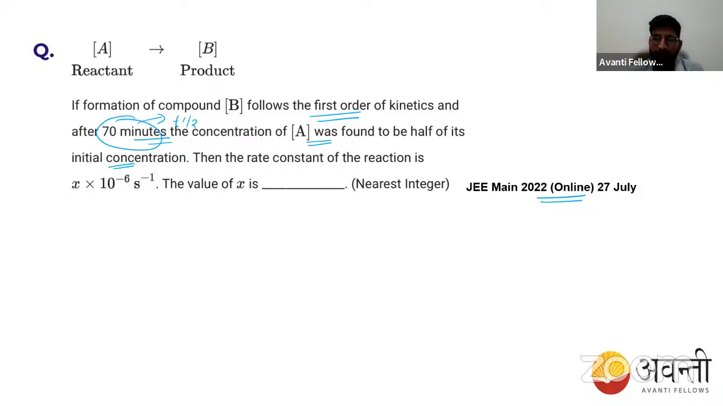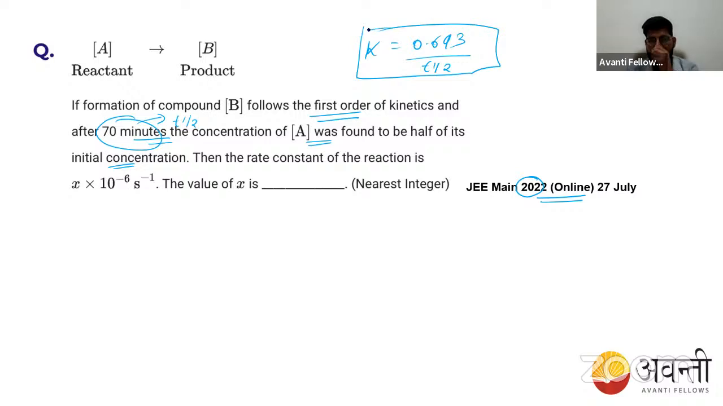Very simple question. You have to put the values and get the answer. These questions are asked in JEE Mains 2022, so you can solve this question very easily. Think about the question and tell me the answer in the chat box, guys. Very simple question. You have the formula K is equal to 0.693 upon T half for a first order reaction. So this is our formula for this question. Tell me the proper answer. I will wait for 1 minute, you have to solve the question and tell me the answer. What is the answer, guys? Tell me.